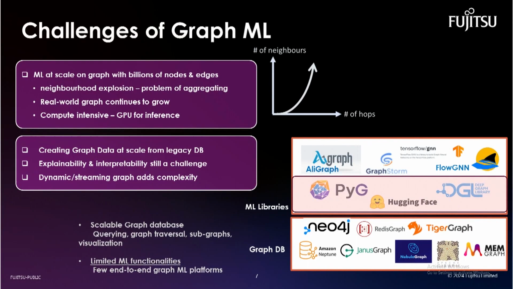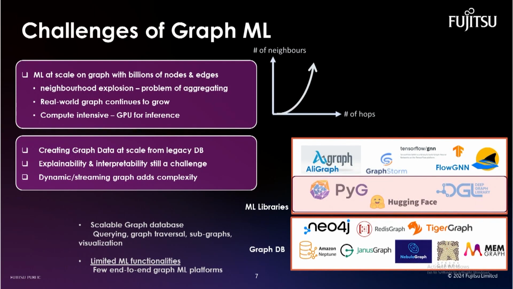So going forward, what is the ecosystem for graph machine learning? There are already standard graph databases. Neo4j is one of the leading vendors for graph databases. Apart from that, there are certain open source databases like Redis and TigerGraph.